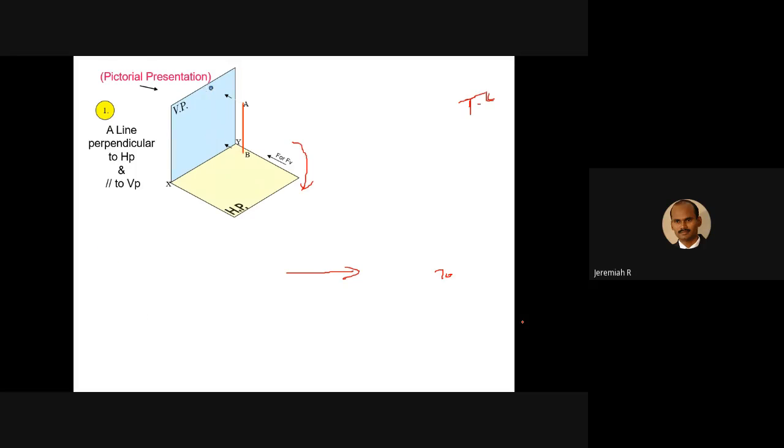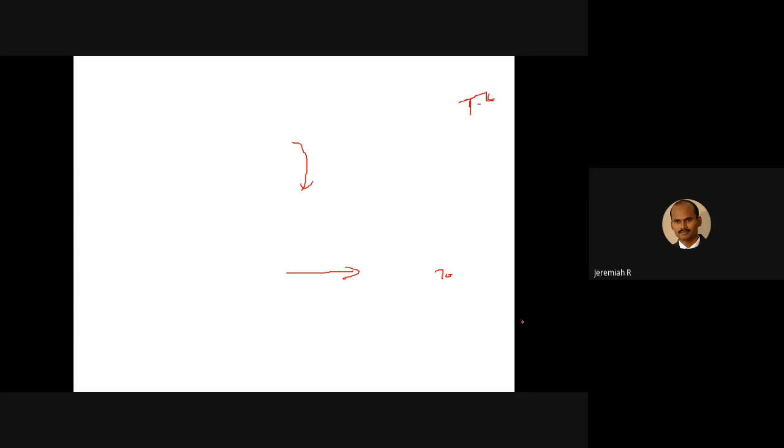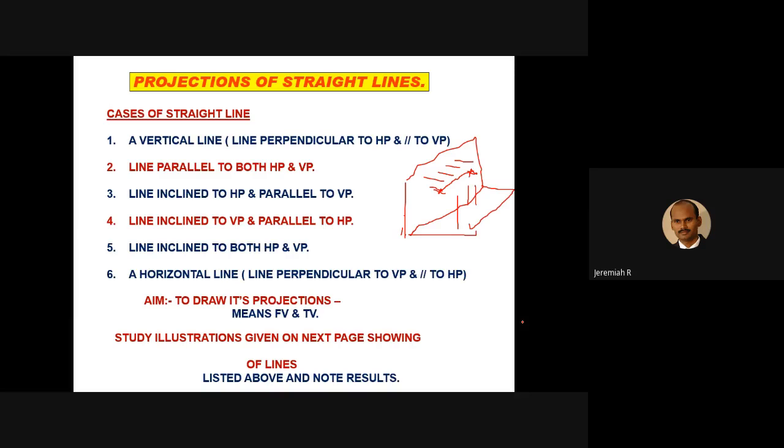In case number 3, a line is inclined to HP but parallel to VP. You see the third case.